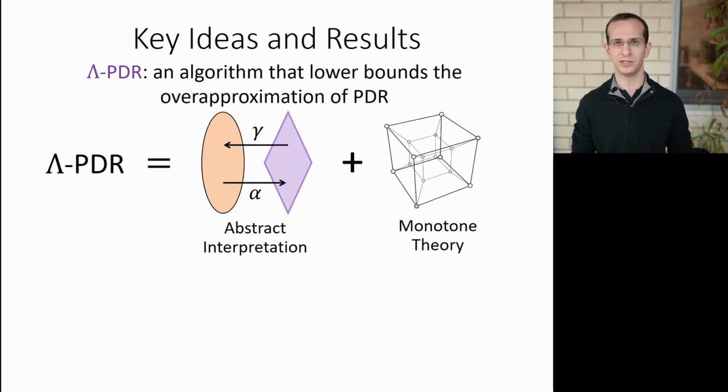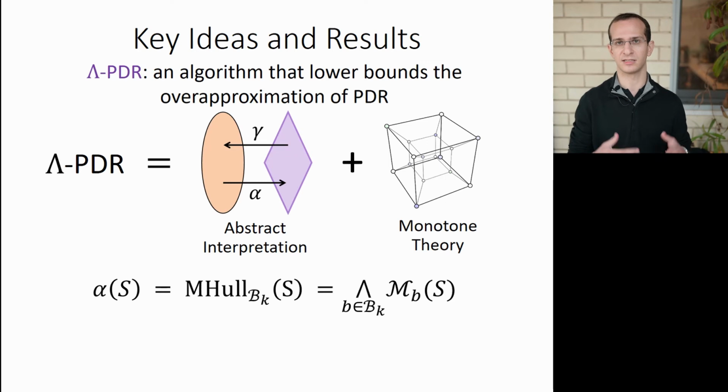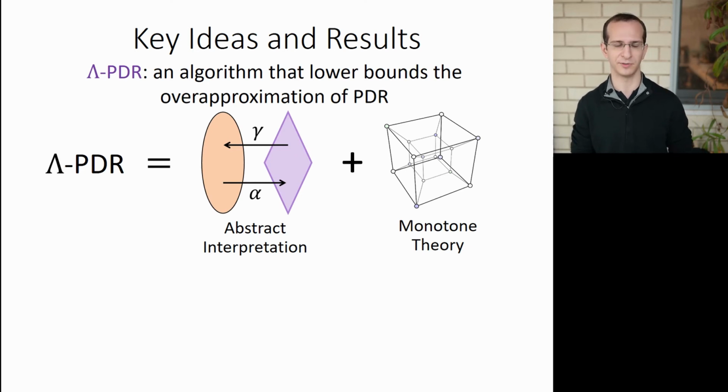We showed that lambda PDR is equivalent to an abstract interpretation procedure in a new domain where the abstraction function takes a set of states and returns the monotone hull with respect to B_k, the set of states that can reach a bad state in k steps, and where the monotone hull is a notion from the monotone theory, which is essentially concerned with representing formulas as conjunctions of monotone formulas. More on this in the paper.